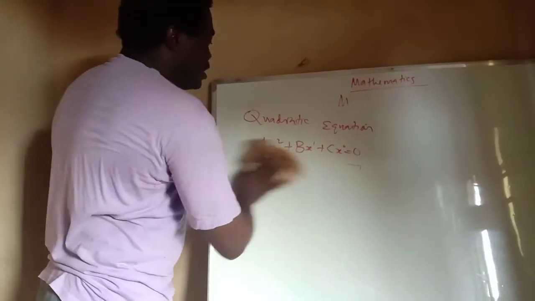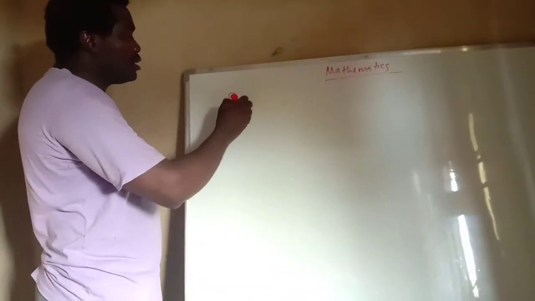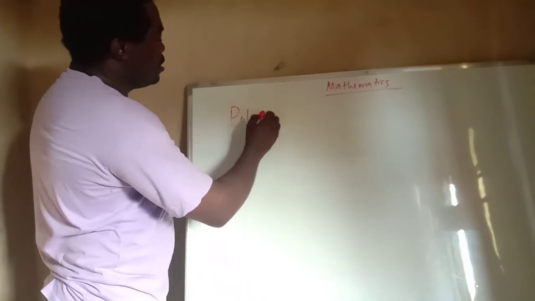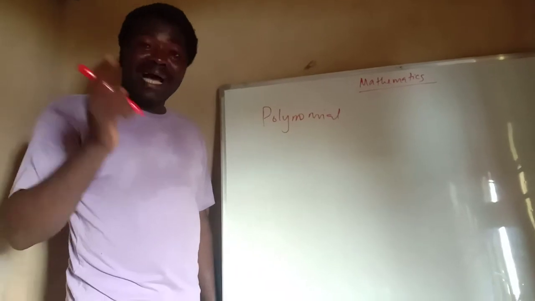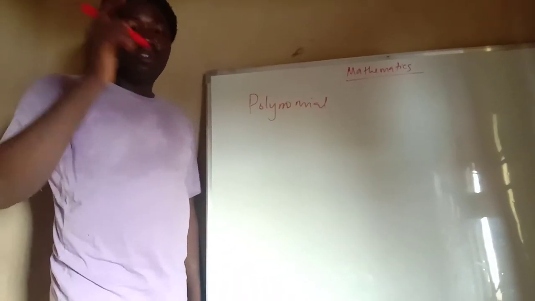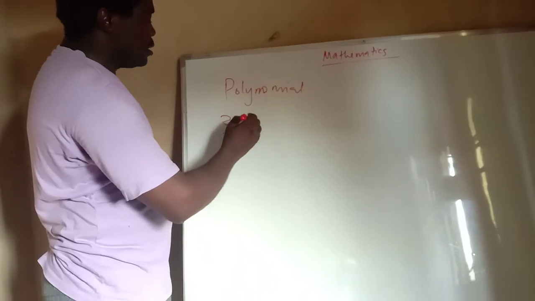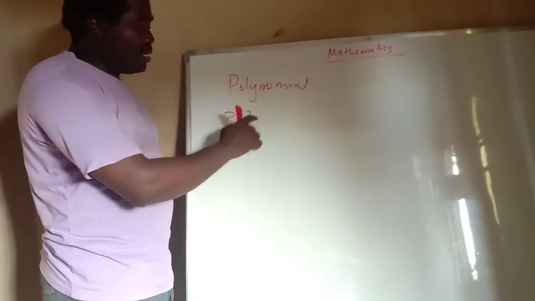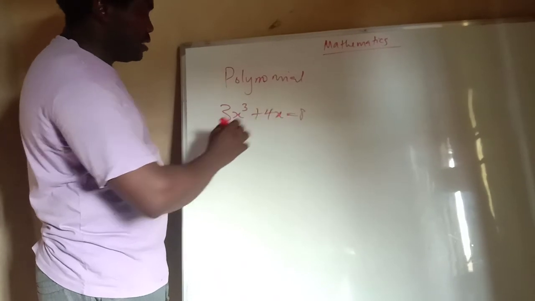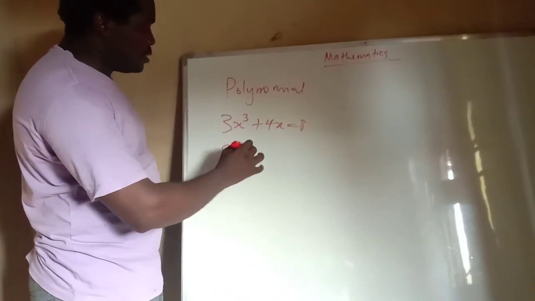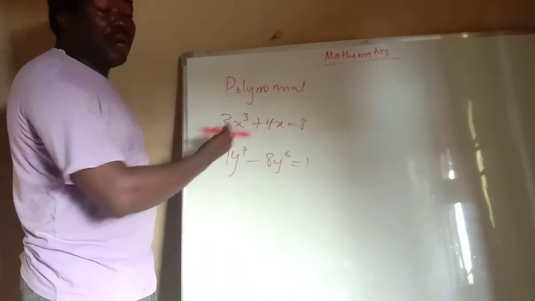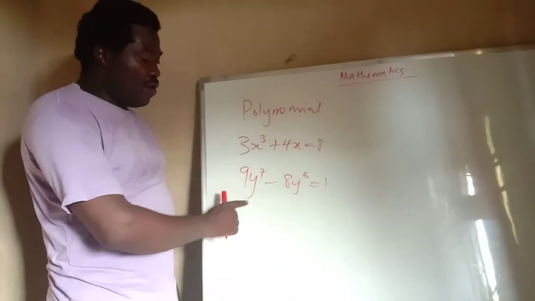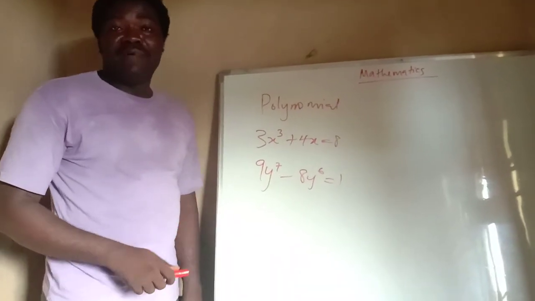And the last but not least is what we call polynomial. Polynomial is any equation that has highest power greater than 2. Example is 3x cubed plus 4x equals to 8, or 9y to the power of 7 minus 8y to the power of 6 equals to 1. These are examples of polynomials. Once the power of the unknowns there is greater than 2, they are referred to as polynomial.